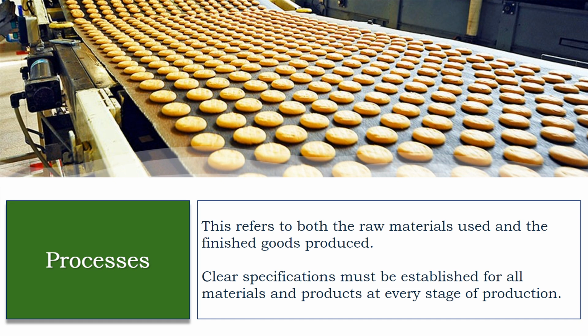Third is the processes. This refers to both the raw materials used and the finished goods produced. Clear specifications must be established for all materials and products at every stage of production. In food manufacturing, standards for ingredient quality and finished product testing must be explicitly defined to ensure safety and consistency. For example, a bakery might regularly review and improve its baking times and temperatures to ensure product consistency while reducing energy consumption.